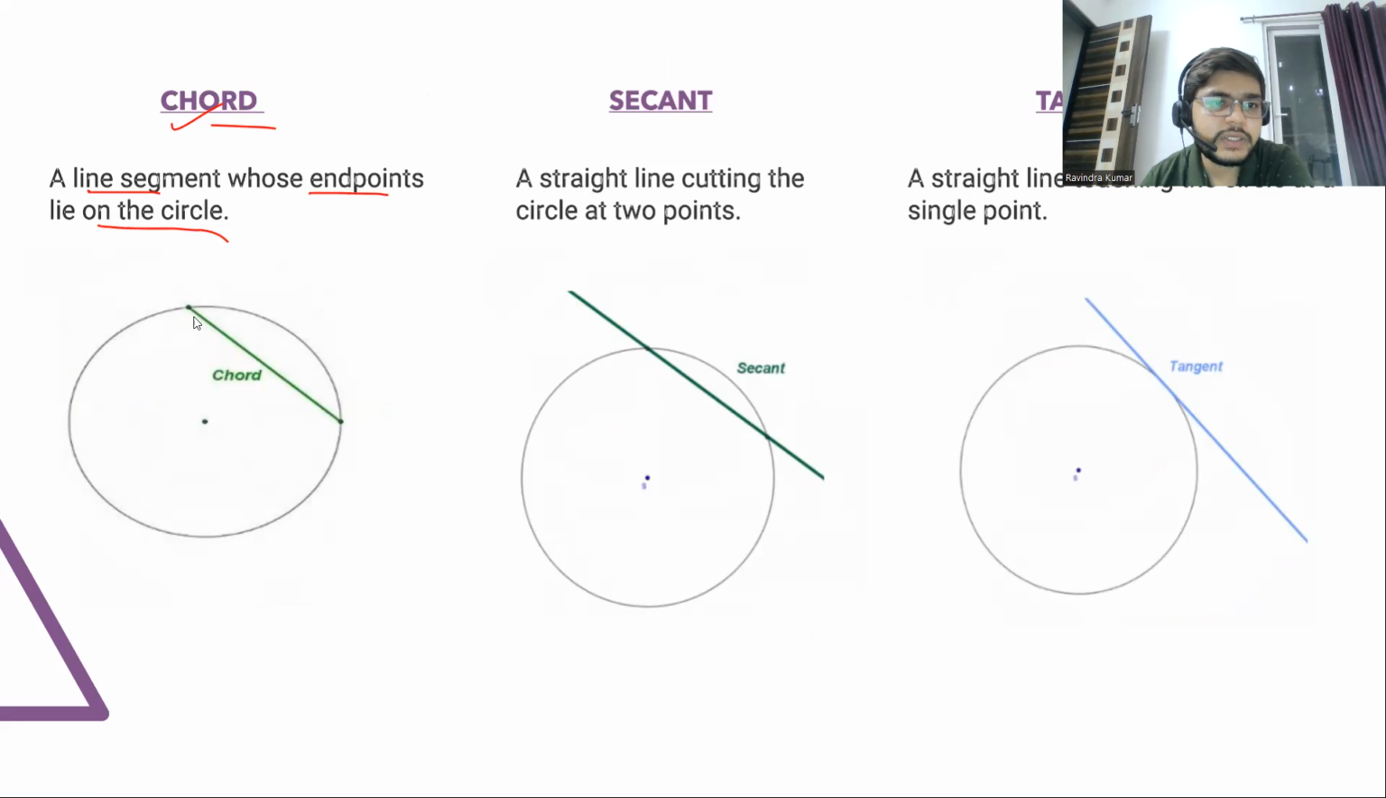So you can see in the picture, it is a chord. Let's say it is point A and it is point B, and both the points lie on the circle, or both the endpoints actually. So this is a chord.